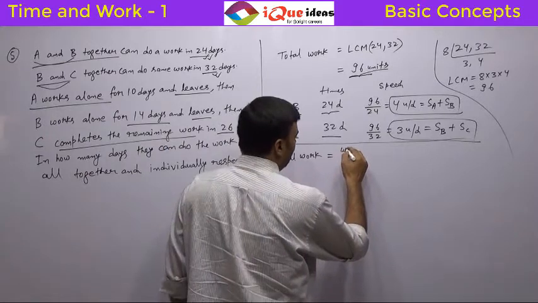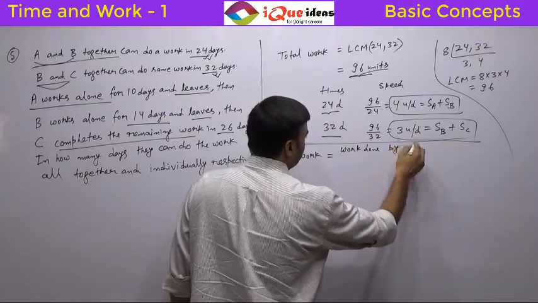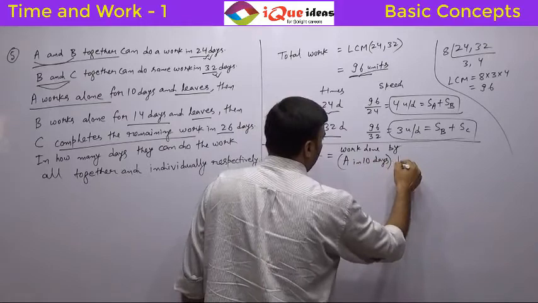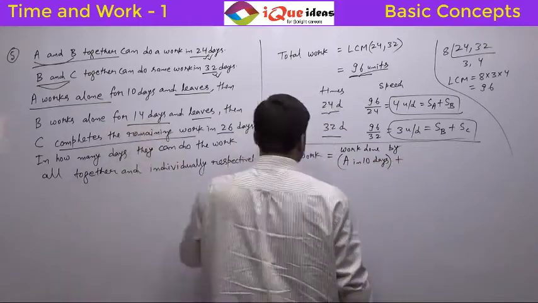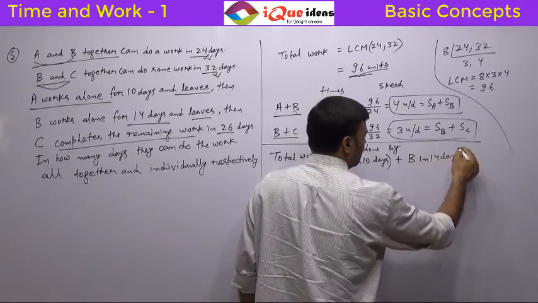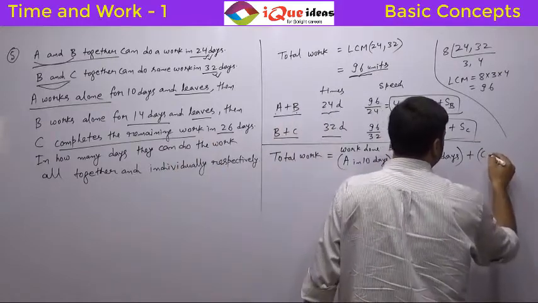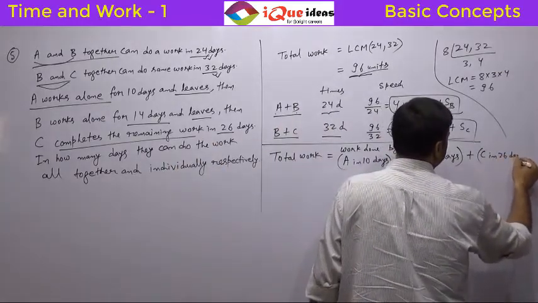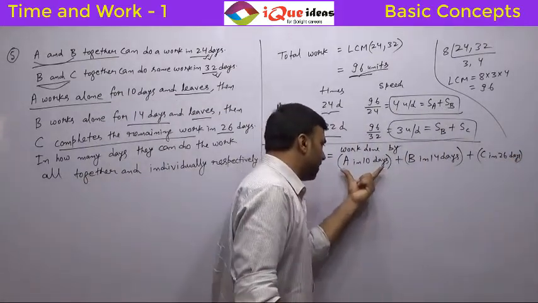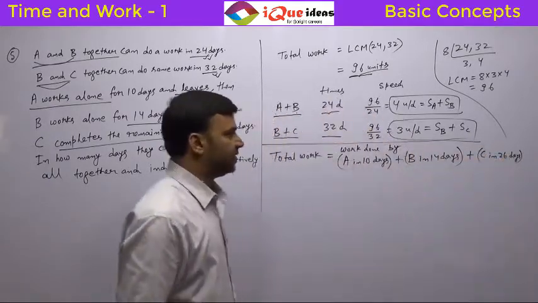So we can say the work done by A in 10 days, plus B has worked for 14 days. So at least some work he would have done. So B in 14 days, plus C works for 26 days. So C in 26 days. Please try and understand this. The total work done has to be equal to the work done by A in 10 days, work done by B in 14 days, and work done by C in 26 days. That should be the total work.